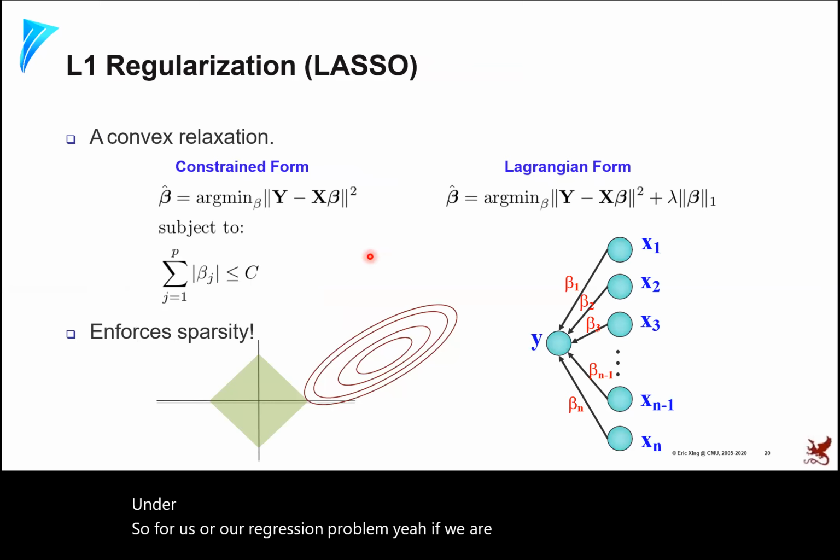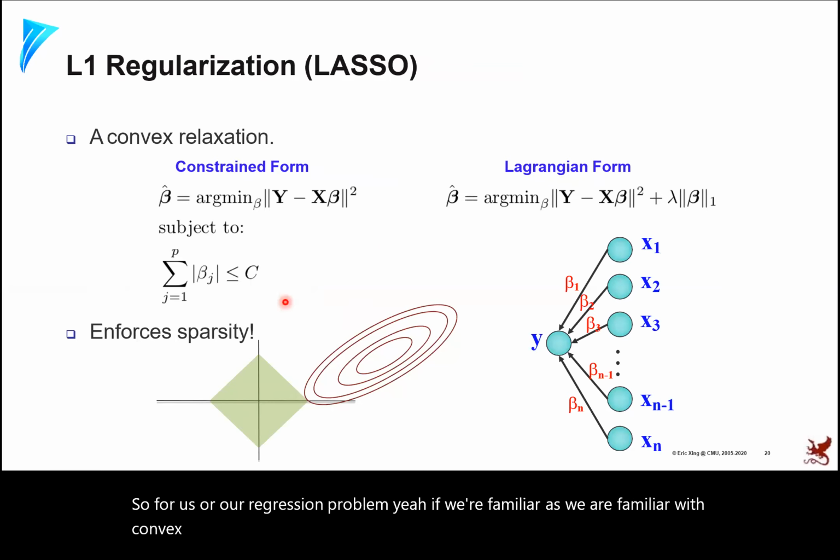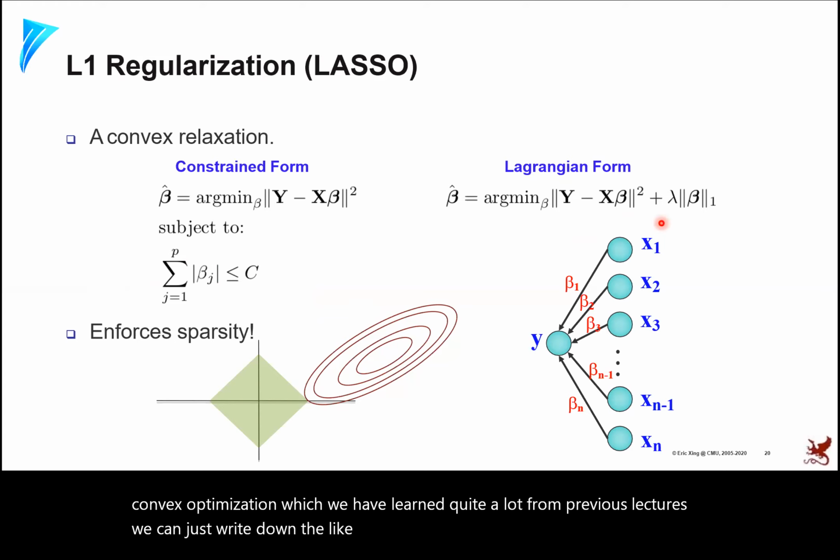To solve a lasso L1 regression problem, as we are familiar with convex optimization, which we have learned quite a lot about in previous lectures, we can just write down the Lagrange multiplier by turning the constraint into the optimizer with a Lagrange term and solve this.